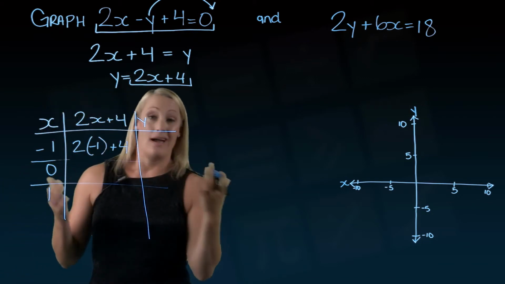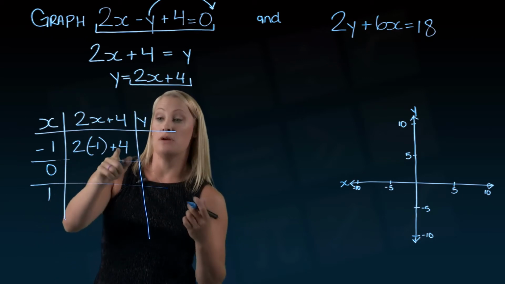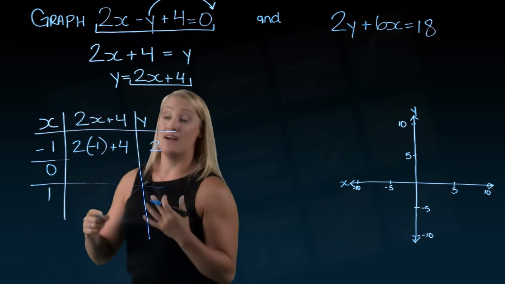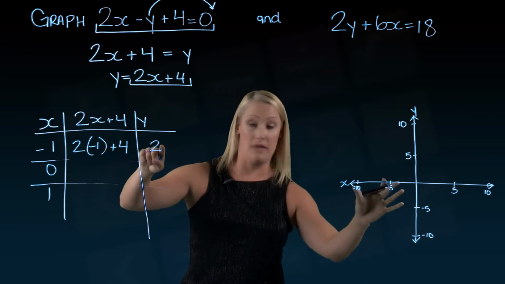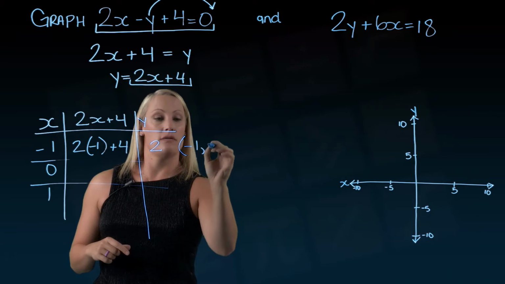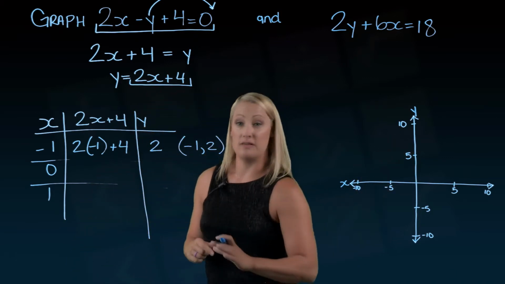So wherever I see an x, I'm going to put a -1. And then here for y, I'm going to solve that equation. 2 times -1 is -2 plus 4. That's positive 2. So what that tells me is when x equals -1, y equals 2 on that line. So why don't we just over here write -1, 2. There is our xy point that we'll plot over there in a second.